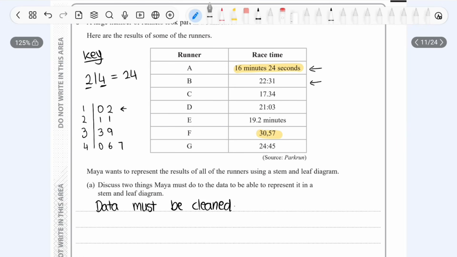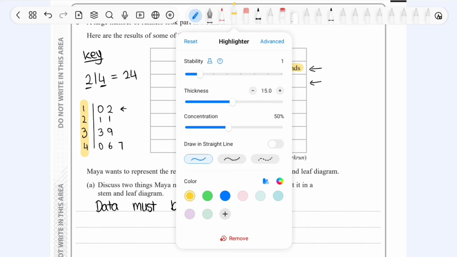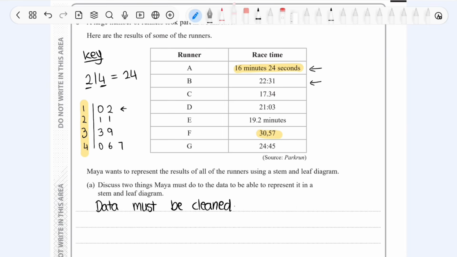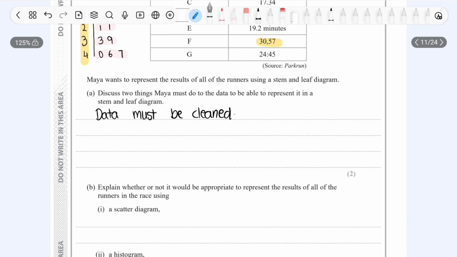If you look back at the stem and leaf diagram, what can you notice about everything here? So you look at all the data from 1 to 4, that's ordered, and if you look at all the data in terms of horizontal, it's going 10, 12, 21 and 21, 33 and 39, 40, 46 and 47. And they all go in chronological order, or they are ordered. So the data must be ordered.